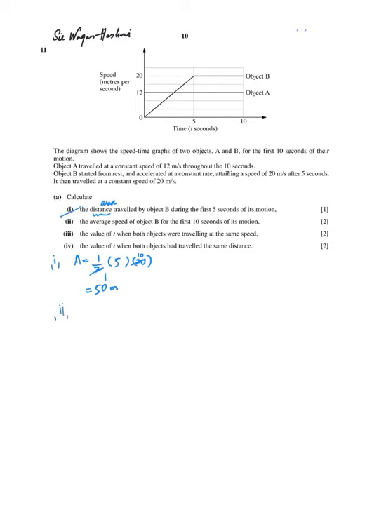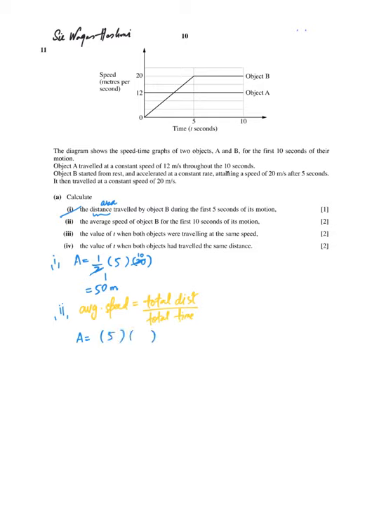After that, part 2, the average speed of object B for the first 10 seconds of its motion. For average speed, the working formula we have, average speed is equal to total distance divided by total time. So first I need to find out the total distance, and I need to find the distance from 5 till 10 because the distance from 0 to 5 I found out is 50. So for 5 to 10 the shape we have is a rectangle, and area of a rectangle is length into breadth.